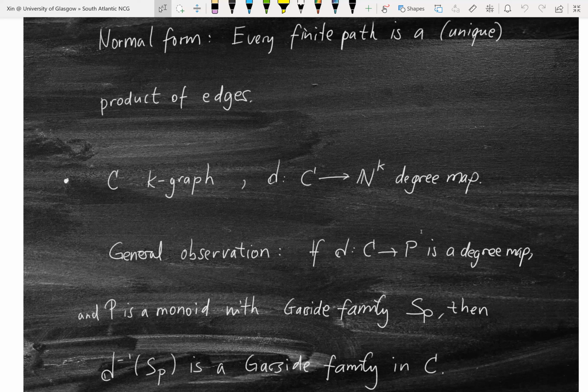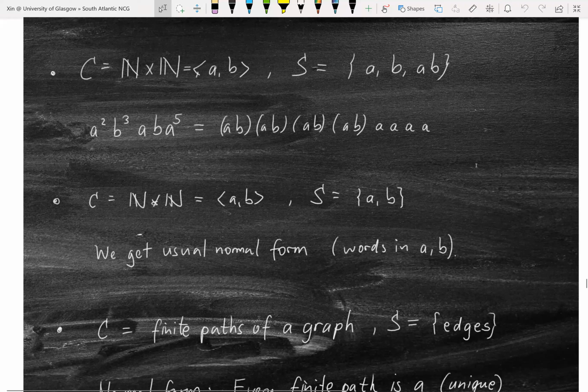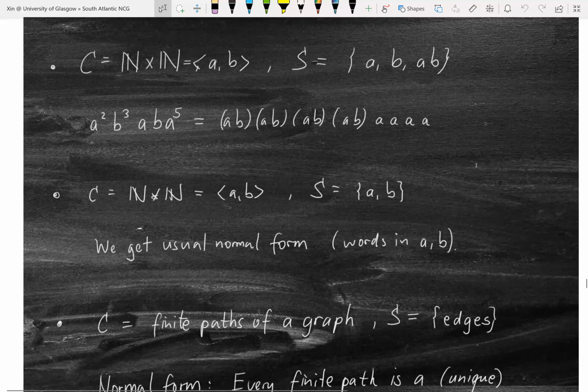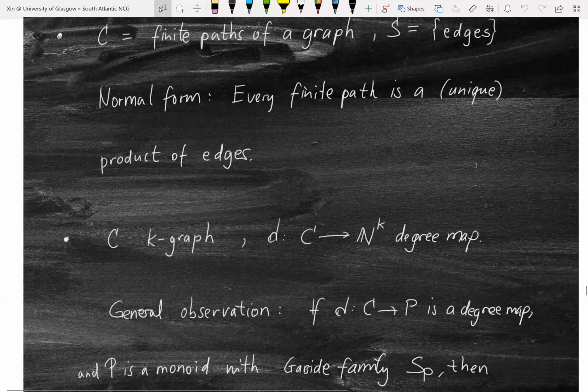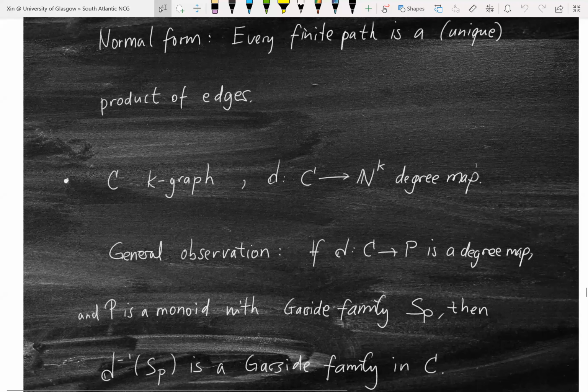So anyways, this is a general observation, and this explains why, in N to the k, you can take, similarly as in our example here, a finite Garside family, and then you can just pull it back to get one for any k-graph. Right. So this is one general observation explaining k-graphs.